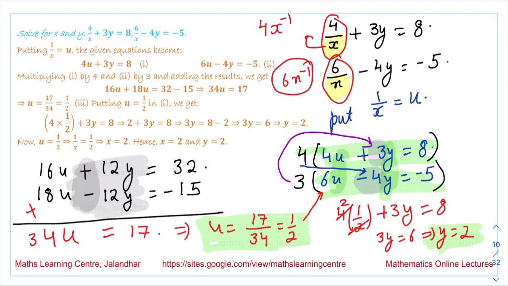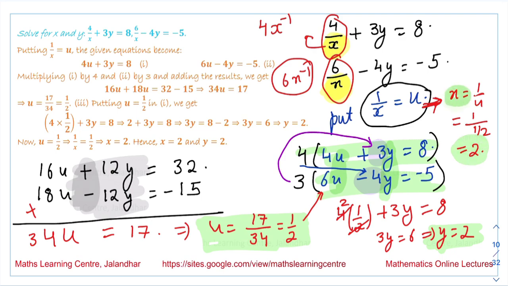But the original equations had the variable x. So it means we want to find the answer in terms of x, and what we have substituted is 1 by x is equal to u. I'm talking about this term over here. If 1 by x is equal to u, then x is equal to 1 by u, and 1 by u means 1 by 1 by 2, and that is equal to 2. So the final answer that we get is that x is equal to 2 and y is equal to 2.